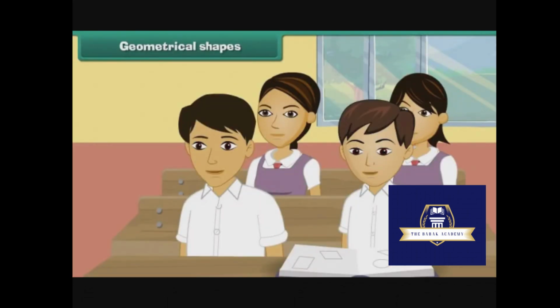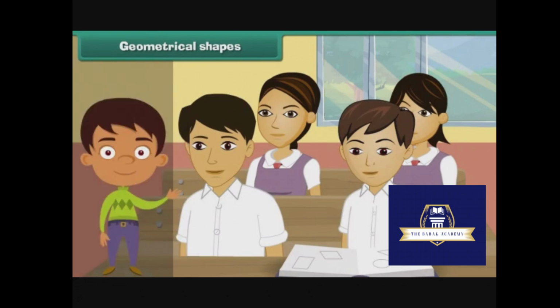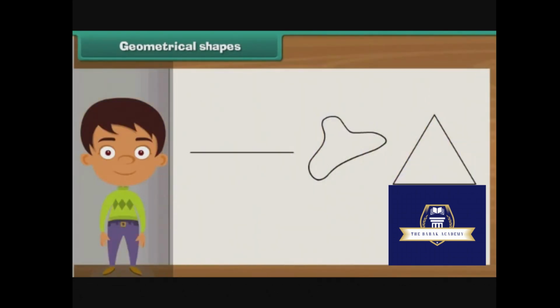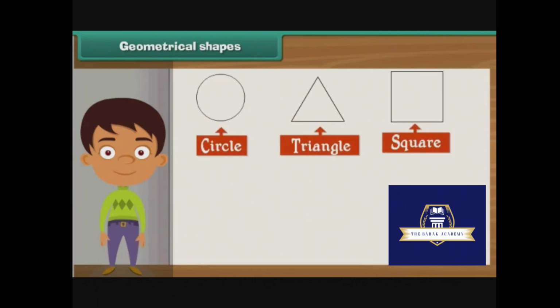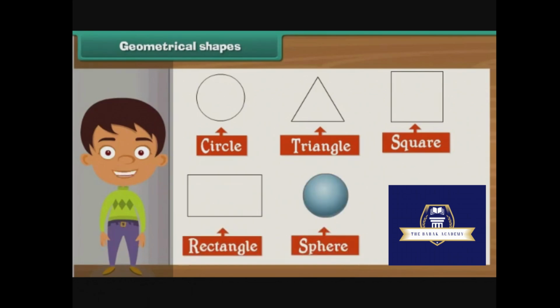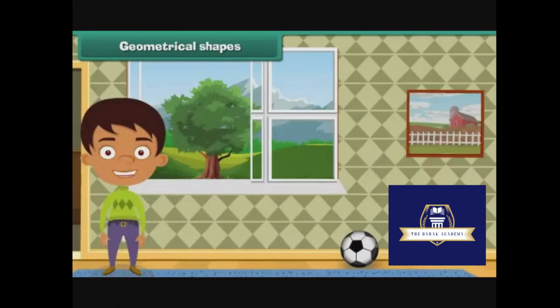Geometrical shapes. Hello friends. Geometry is the study of lines, curves, and shapes. There can be many different shapes. Circle, triangle, square, rectangle, sphere, and cube are a few to name. If you look closely, you will see a variety of geometrical shapes around you.